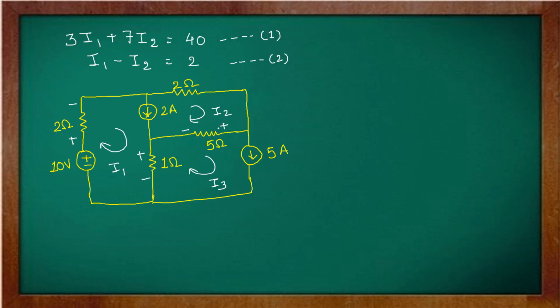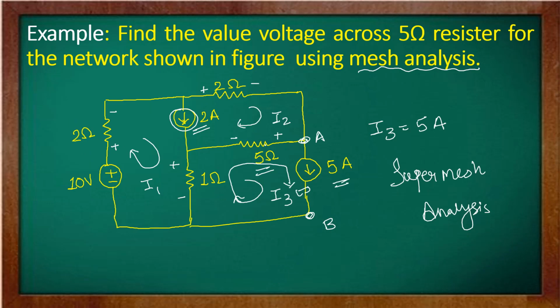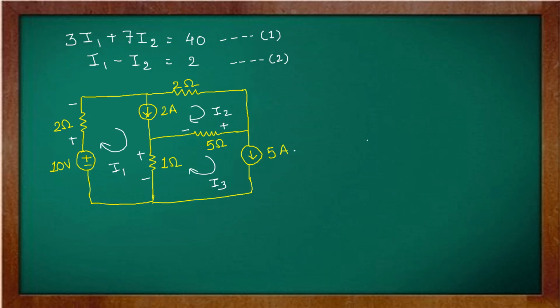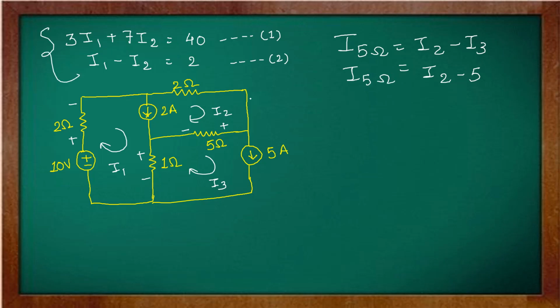See, these are our 2 equations. Now if you remember, our problem statement is to find the current through this 5 ohm resistor. And which is the 5 ohm resistor? See in this diagram here. We know that the current in the 5 ohm resistor is equal to I2 minus I3. And we know the value of I3, which is 5 ampere. So if you put it here, I2 minus 5. So we require the value of I2 from these two equations.